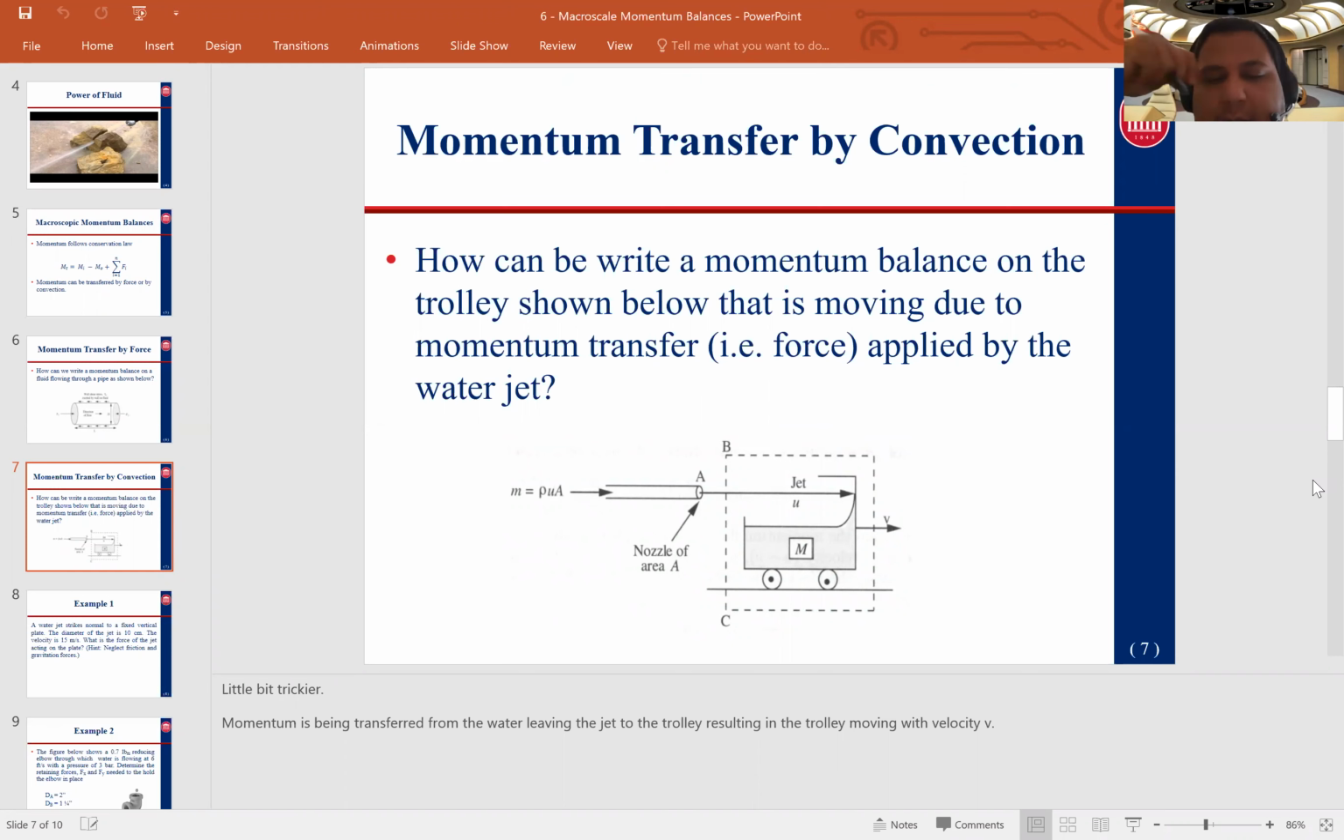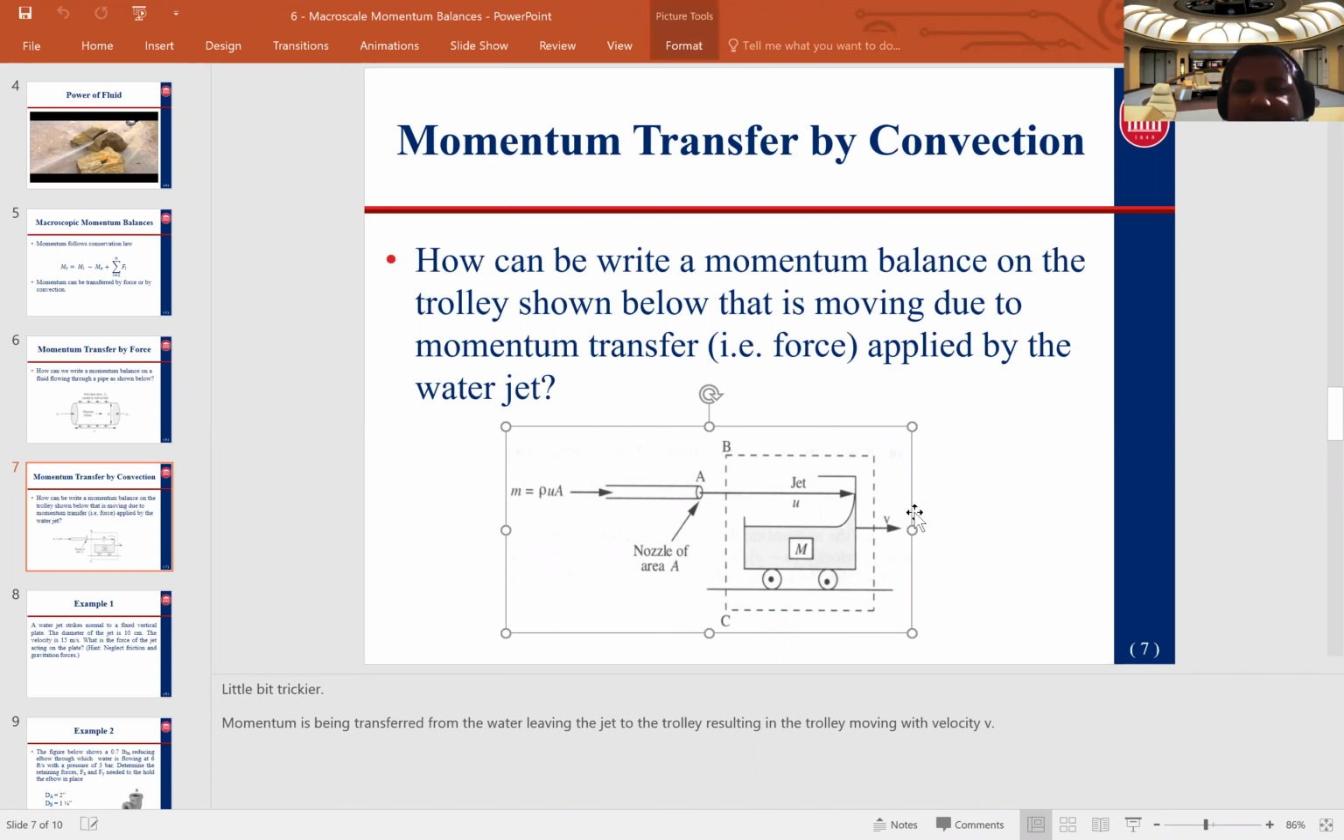And hopefully you see my PowerPoint now, where we have a jet that is being ejected from a pipe. So it's a jet of fluid, and it's striking this trolley coming in at a velocity of u, and it's causing the trolley to move forward at another specific velocity, v. So the question becomes, how can we write a momentum balance on the trolley shown, which is moving due to the momentum transfer applied by the water jet?